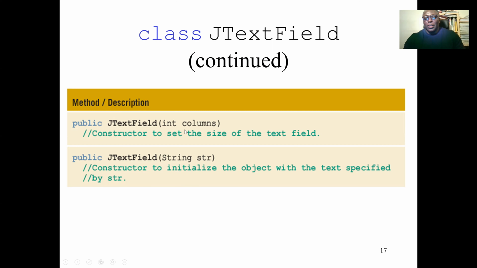It's a constructor. Int columns means the constructor will set the size of the text field, how many characters we need. So if I say 200, that means I can have 200 characters, 200 columns. So constructor to set the size of the JTextField. And also we have a constructor to initialize the object with the text specified by str. So the first one is very important. You are going to set the size of the text field. That's why it's int columns, 200, 300, 400. But the second option is you are going to initialize with an object text specified by the string type.